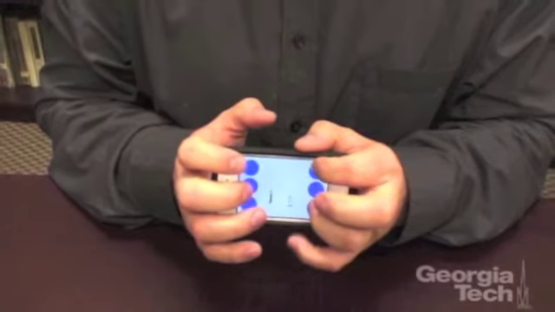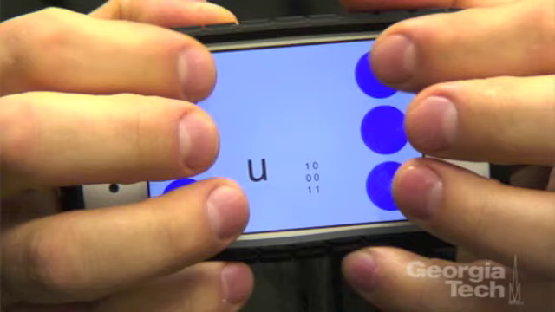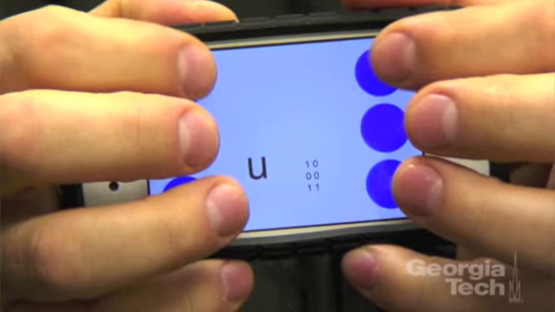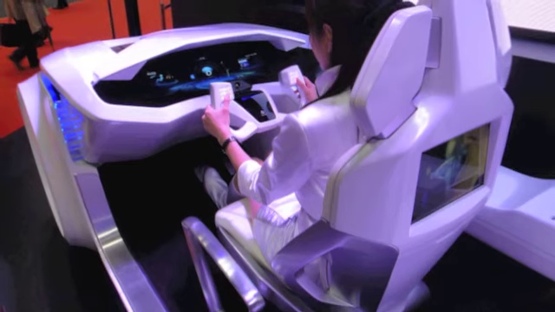The user then uses fingers from each hand to press and create the appropriate patterns. Audio feedback is then utilized to confirm the correct input. So far, the researchers have been able to obtain 92% accuracy using an Apple iPhone. There are future uses in the automotive industry as well.